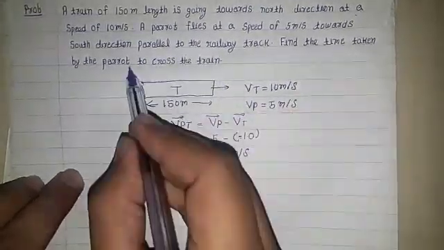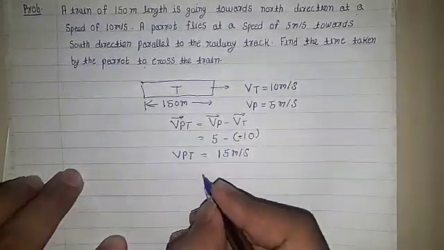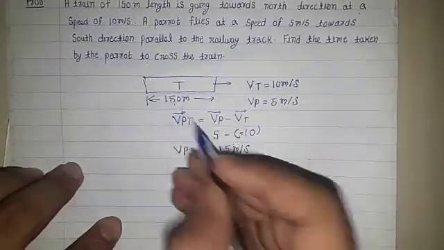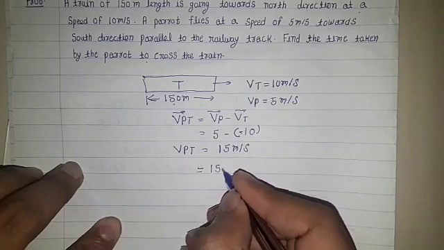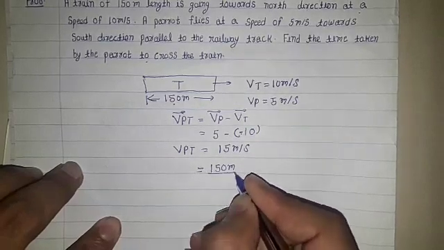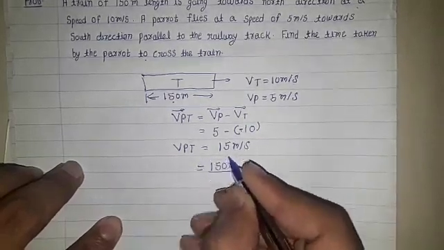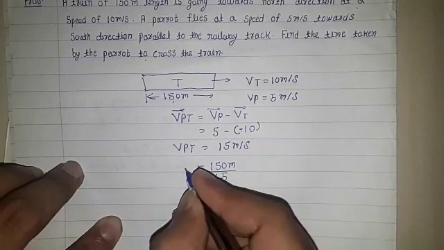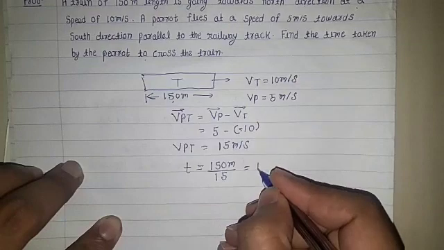Now the time taken by the parrot to cross the train. The relative distance is given as 150 meters and the relative velocity is 15 meters per second. So the time taken by the parrot to cross the train is equal to 10 seconds.